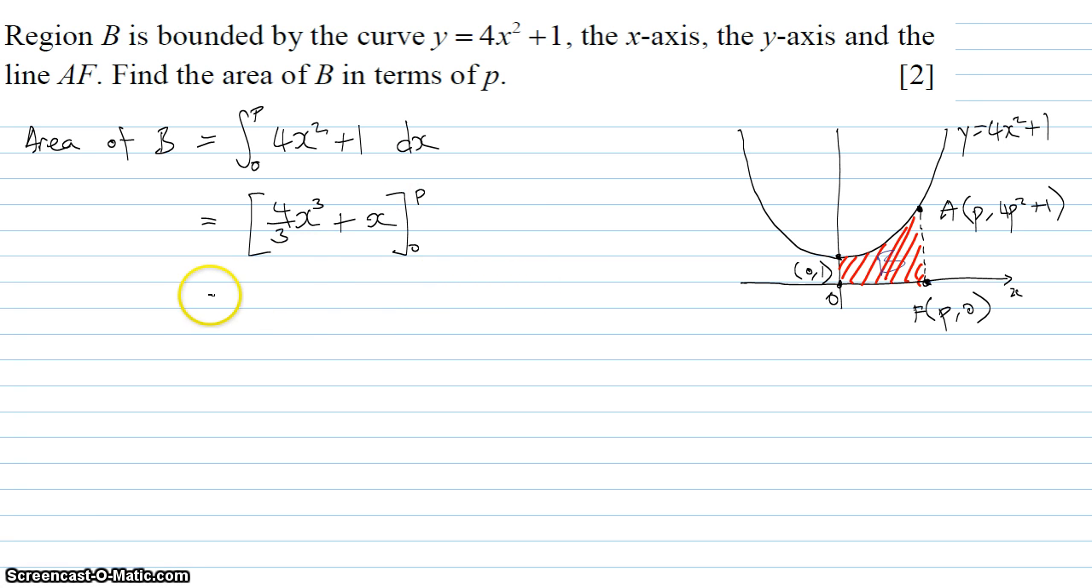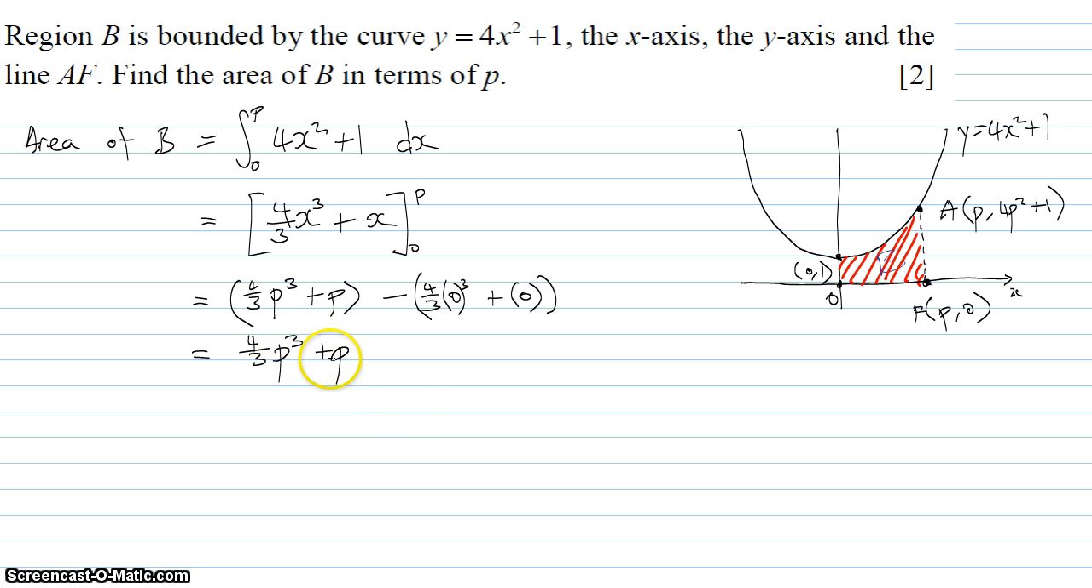So now we just substitute in upper bound minus lower bound, so you get 4 over 3 p³ plus p, minus 4 over 3 times 0³ plus 0. So that whole thing's just going to be 0. You get 4 over 3 p³ plus p. And so that is the area of B.